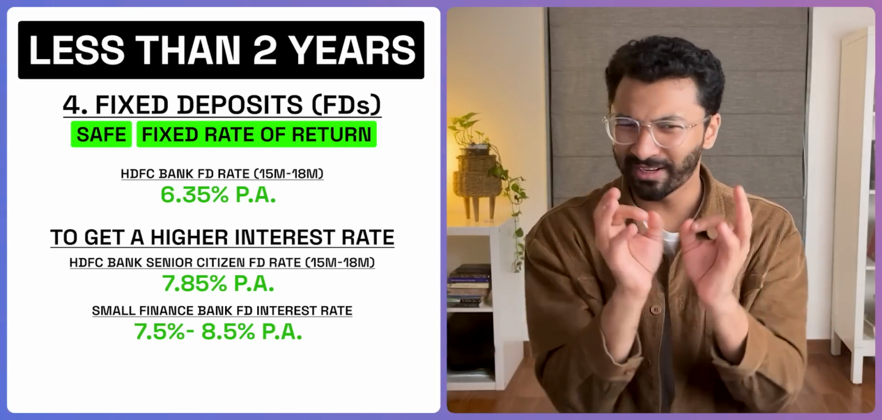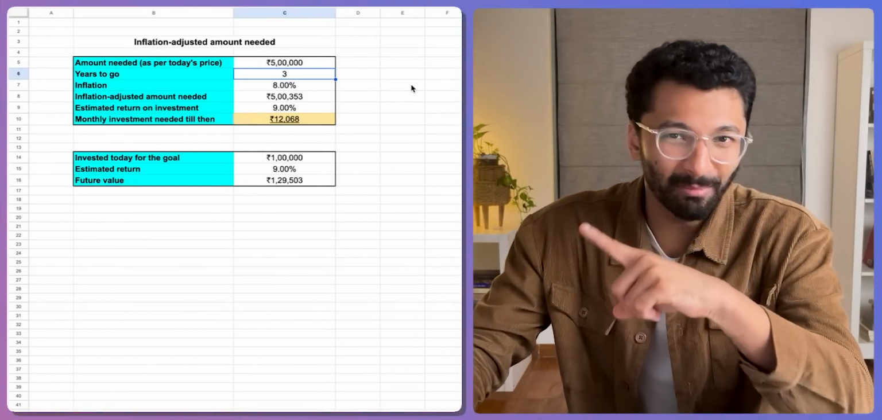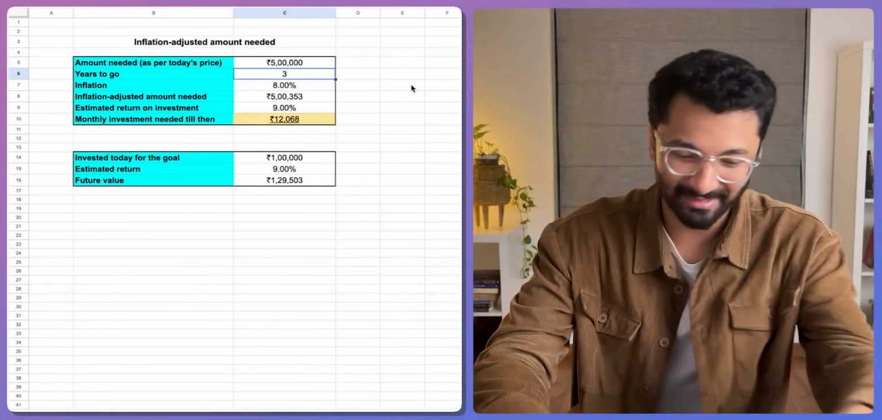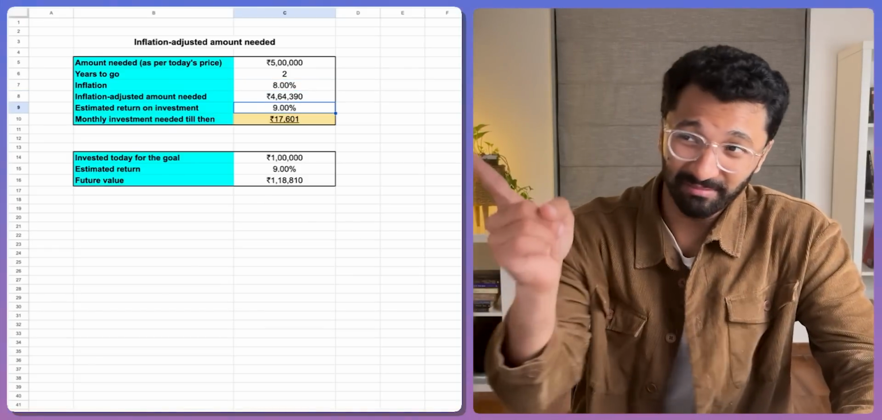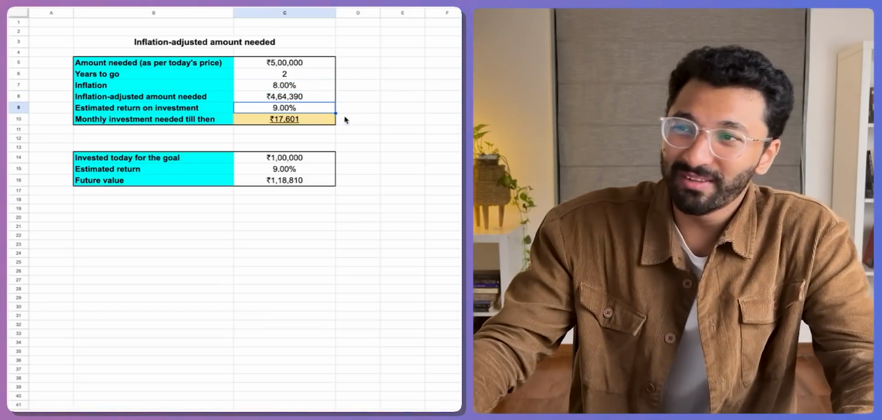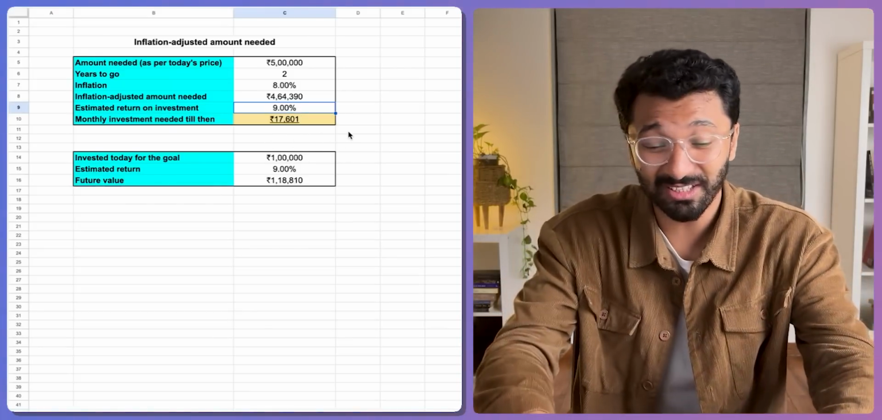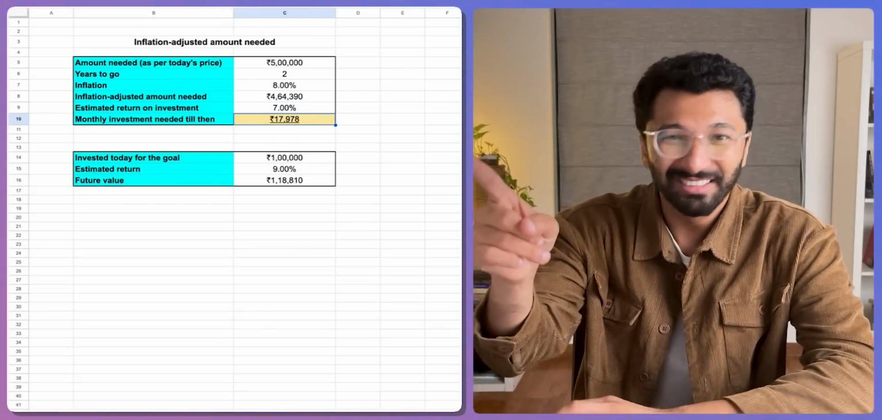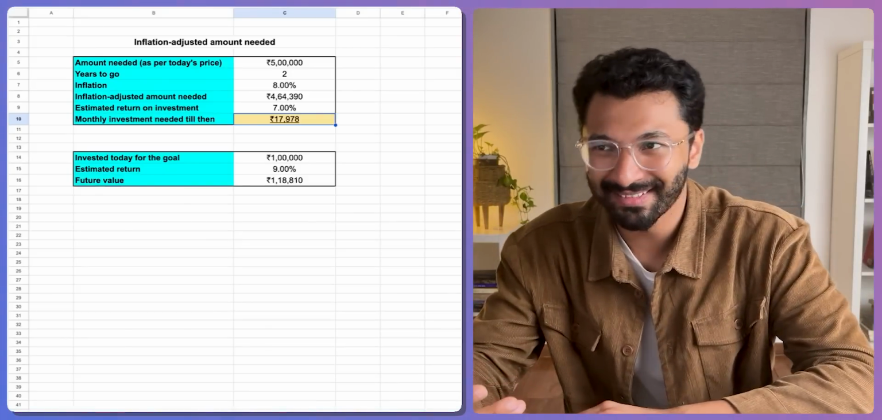The difference because of that higher interest is negligible. In fact, just to give you an idea, let's go back to my goal planning amount calculator. And again, let's have the same amount required, but now in 2 years. Here, remember, you need to invest 17,600 rupees at a 9% return. But if I change this to even 7%, the difference is not that much. It's only 1,000 extra that I have to invest.